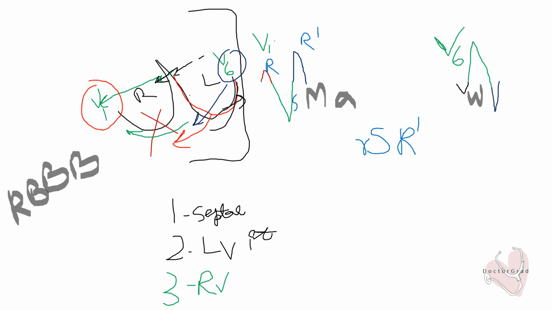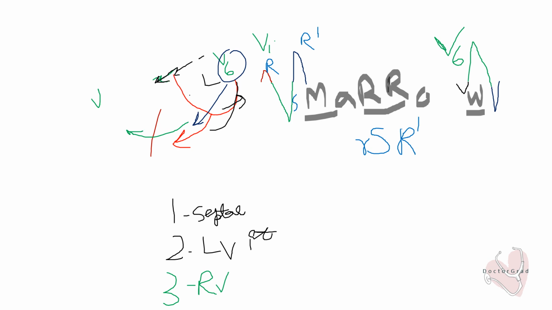To just remember, we say it like this: marrow. So in RBBB, M pattern in V1, W pattern in V6. Hope it's clear how we have got the M pattern and W pattern. Okay, so this is about RBBB. Now you have to understand how LBBB works, right? So we'll talk about LBBB now.